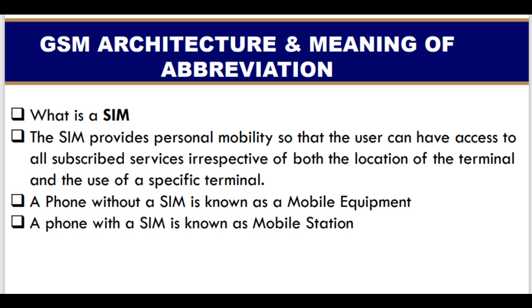What is a SIM? The SIM provides personal mobility so that the user can have access to all subscribed services irrespective of both the location of the terminal and the use of a specific terminal. A phone without a SIM is known as a mobile equipment. A phone with a SIM is known as a mobile station.